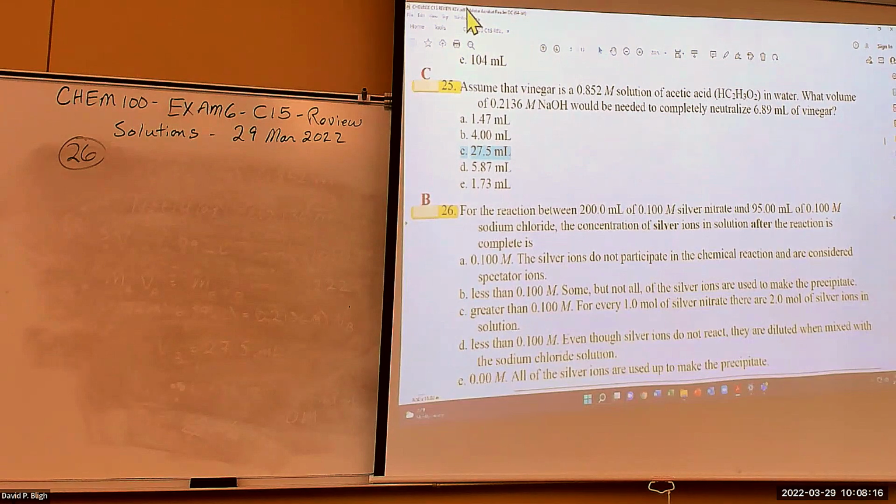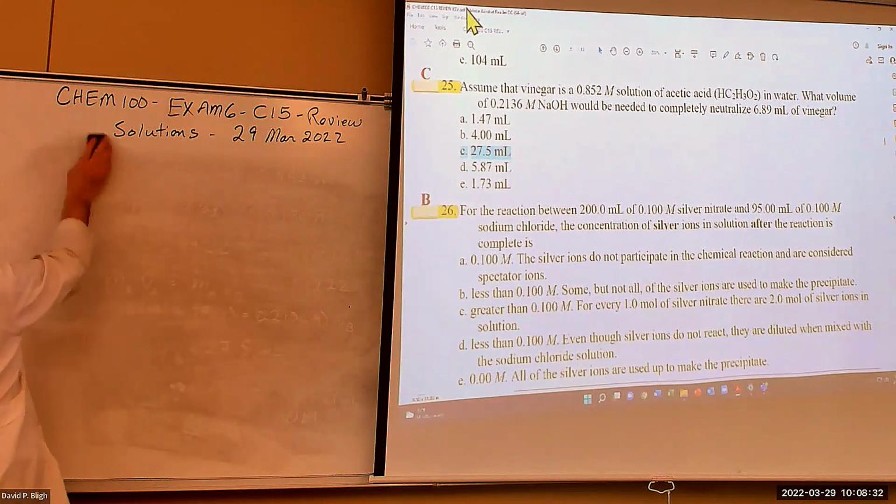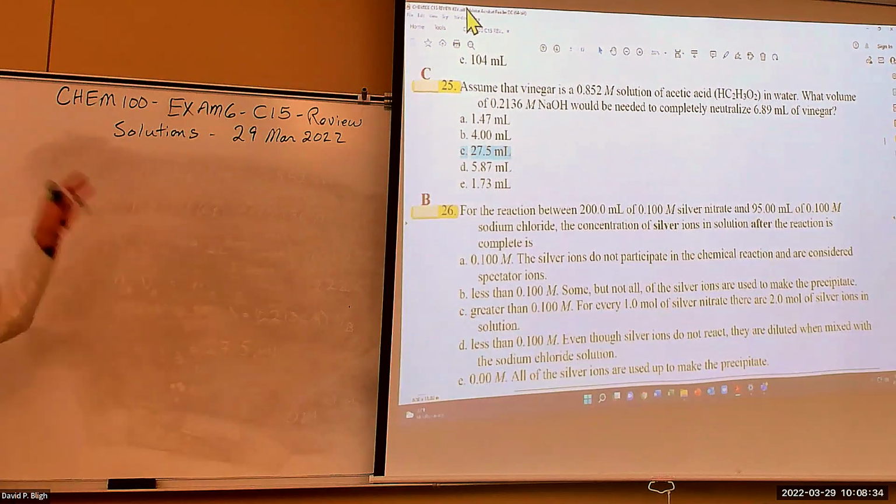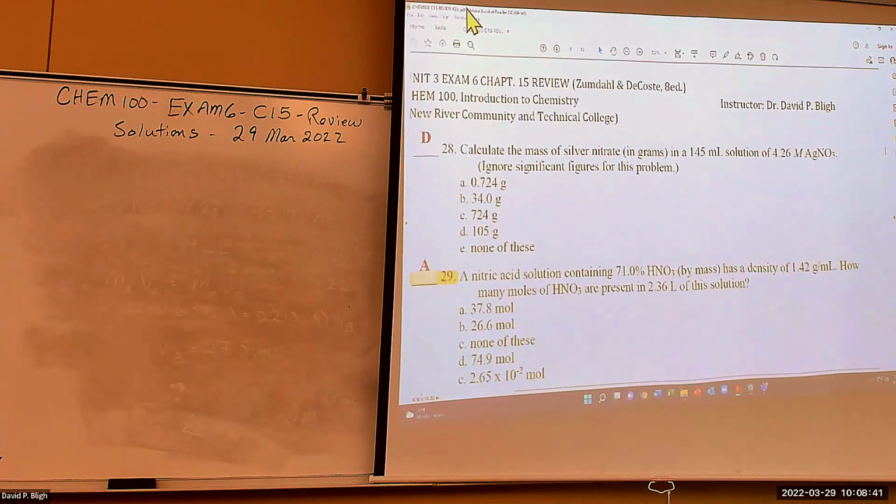47. And then this one needs to go to 26. We'll come back to that one. Then we only have to write the chemistry up on the board once. Okay. 29.